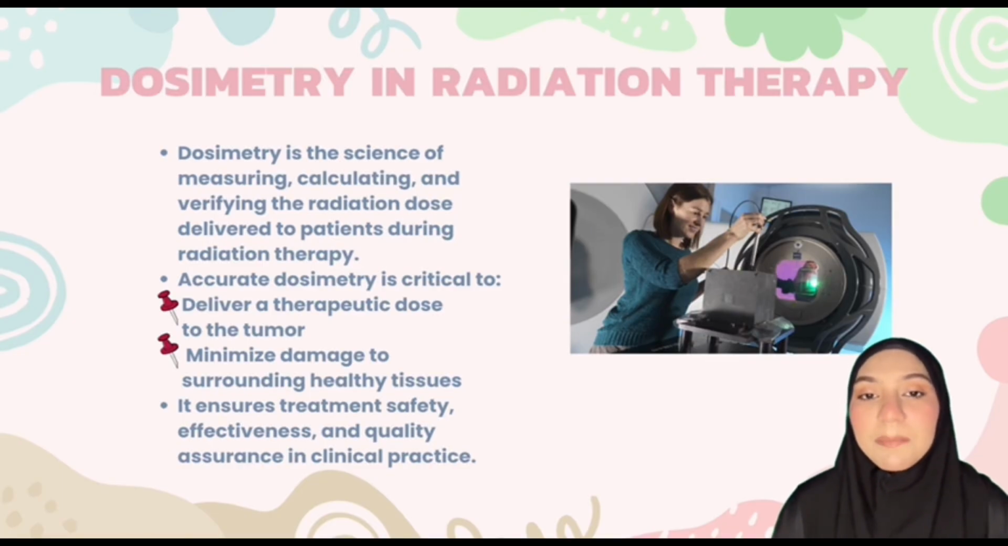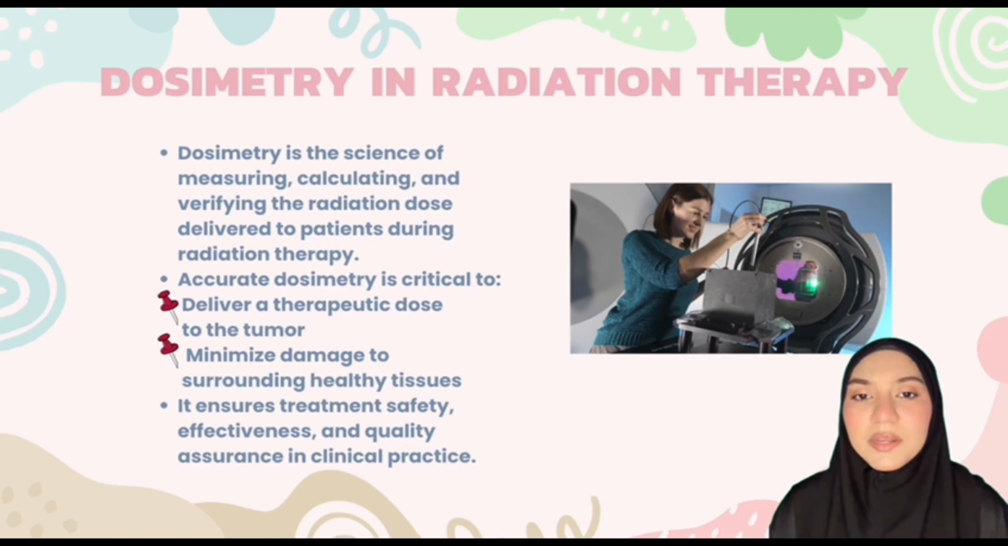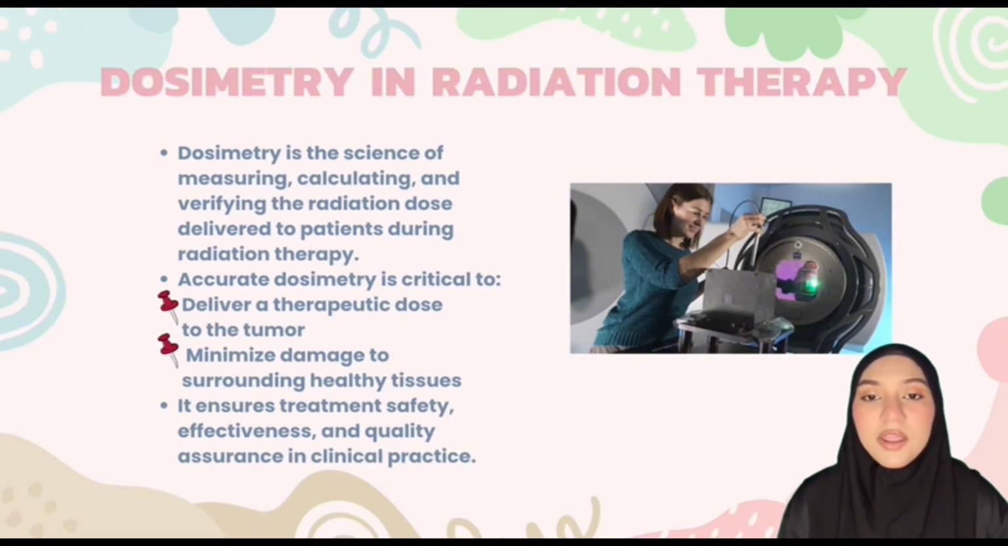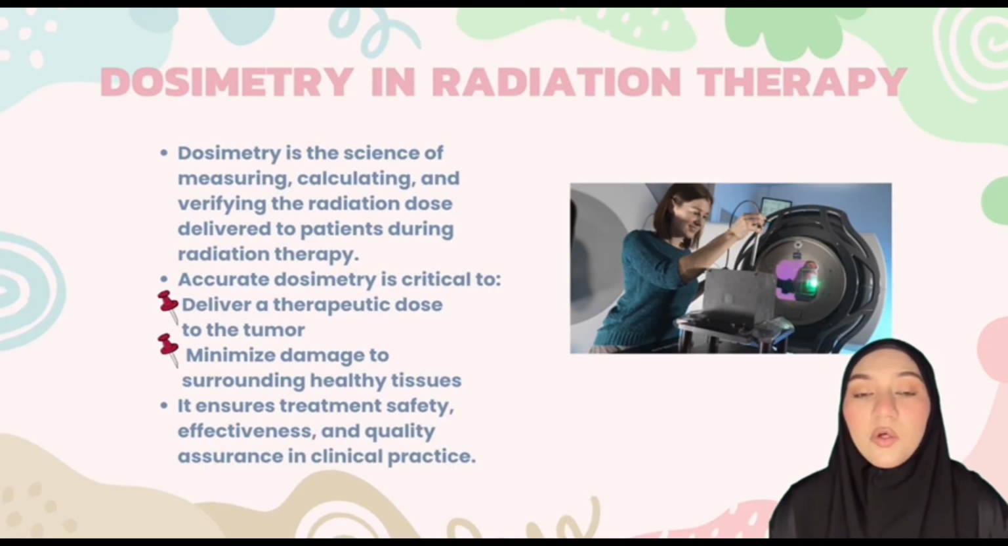Next, I will present about dosimetry in radiation therapy. Dosimetry in radiation therapy is the science of measuring, calculating, and verifying the amount of radiation dose delivered to a patient during cancer treatment. It is a critical part of radiotherapy because accurate dose delivery ensures that the tumor receives a sufficient dose to destroy cancer cells while minimizing radiation exposure to surrounding healthy tissues. Proper dosimetry also helps maintain treatment safety and consistency throughout the therapy process.